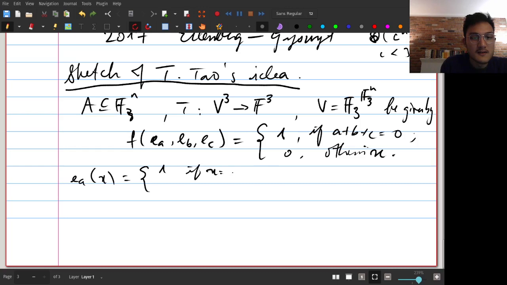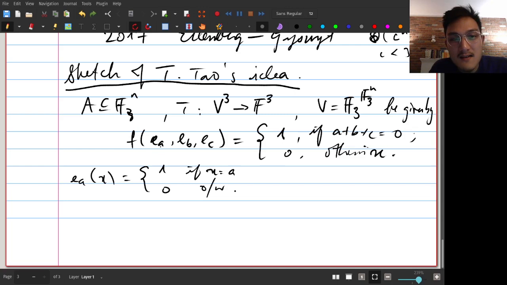Okay, each of these coordinates is a member of V, and V is all the functions from F3 to the n to F3. So e_a is a function from F3 to the n to F3. We didn't tell you what to do with all the other ones, but you can just extend by linearity, because any function from F3 to the n to F3 can be expressed in terms of these. By linearity, there's only one way to make this a multilinear map, because it needs to be linear in each argument.